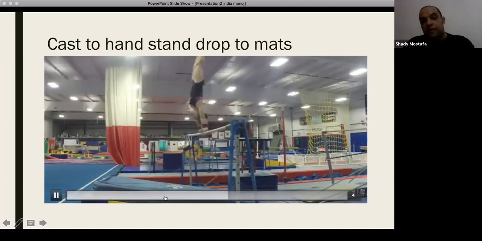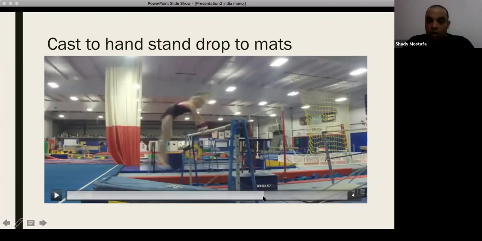Cast handstand. Now the next level from the cast, we go to the cast handstand. Hollow, you see the hollow? No straight body, hollow, and down.